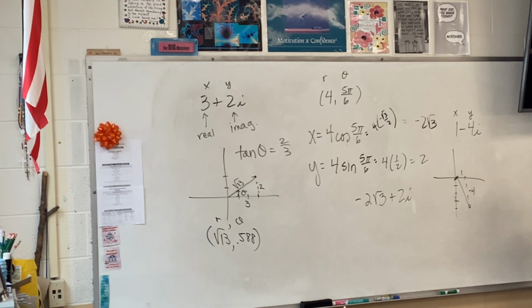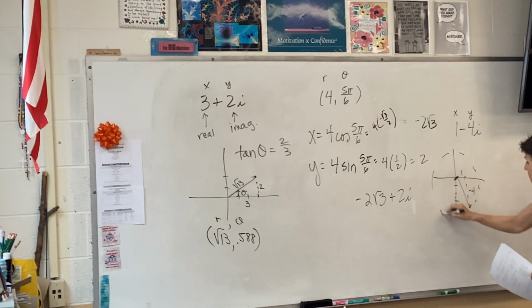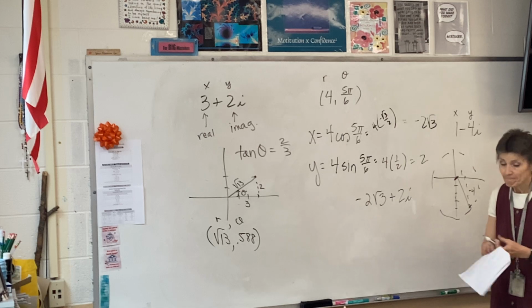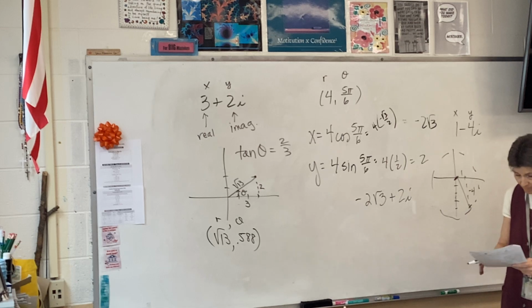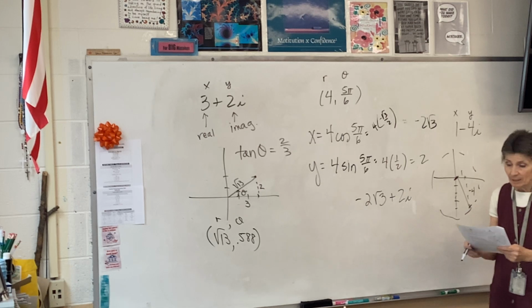So the answer to that last question would be the square root of 17, which, by the way, is r. The absolute value or magnitude of a complex number is just its radius. It's just r. All right, one more page. Page 5.